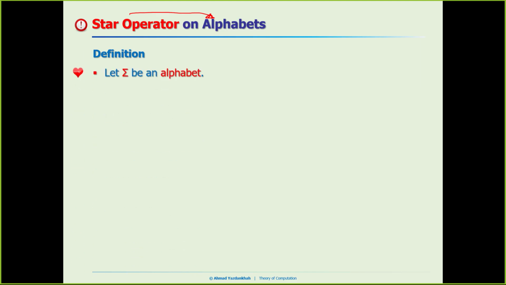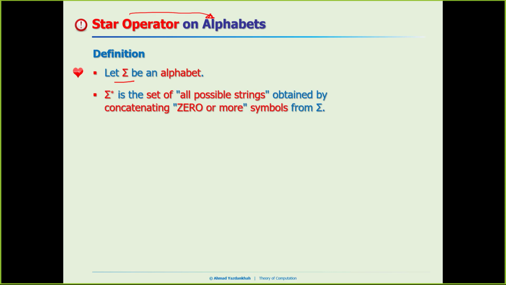If the alphabet is sigma, we define sigma star. So this star is an operator. Sigma star is the set of all possible strings that you can make by concatenating 0 or more symbols from the sigma. What did I say? All possible strings that you can make by the symbols of the alphabet. Let me take an example first, and then I return back to review this concept again.